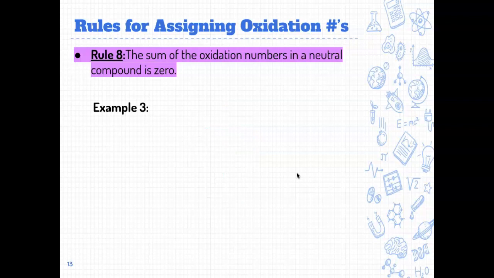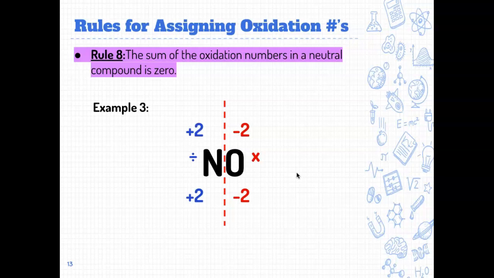Okay, example number 3, NO, nitrogen monoxide, divide that in half. I know that oxygen is -2. That means the other side has to be +2. There's only 1 of those nitrogens, so that's going to be a +2.